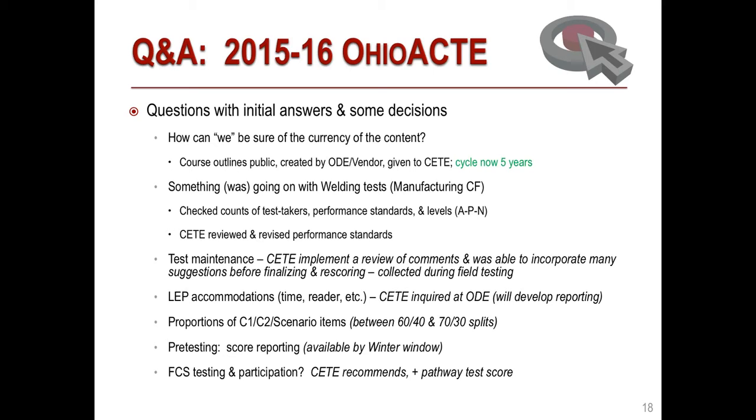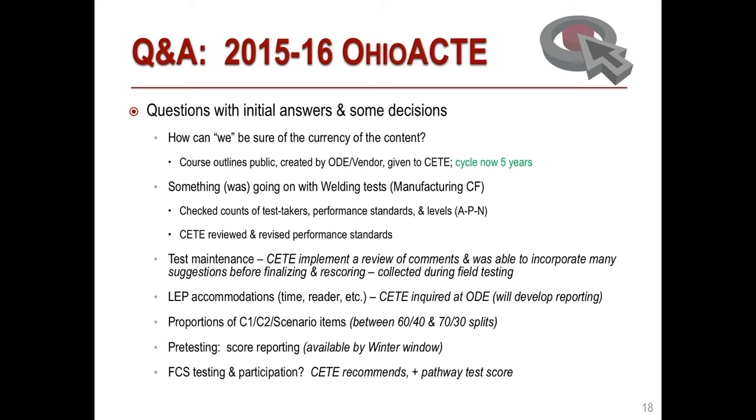In terms of test maintenance, we did implement a review of comments and were able to incorporate many of those suggestions before finalizing. So our process is going to be to collect comments from teachers at the teacher test reviews and other avenues, and then to make those changes when we finalize the form after field testing, after 1 or 2 years. Can we add an accommodation for limited English proficient students? We have received permission from ODE to do that, and we're just trying to develop the checkbox for documenting that.